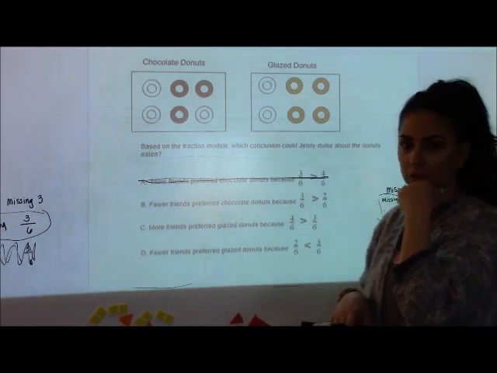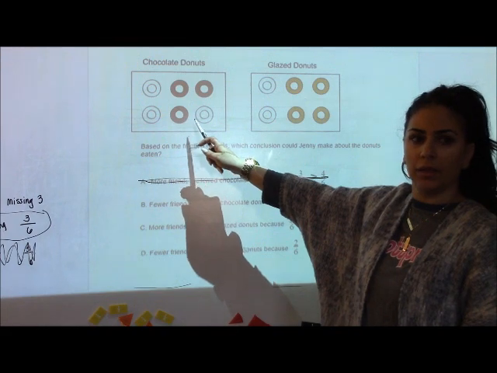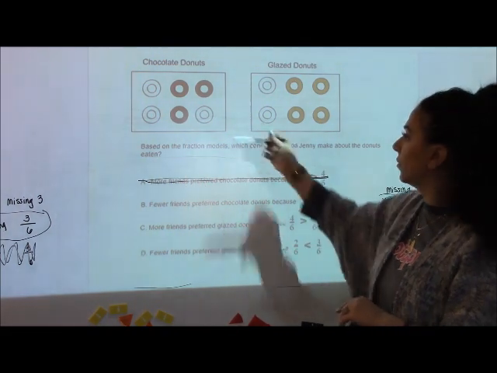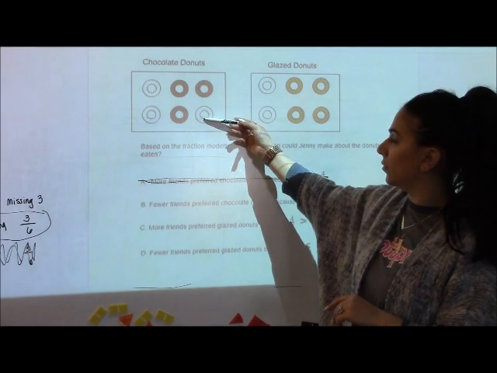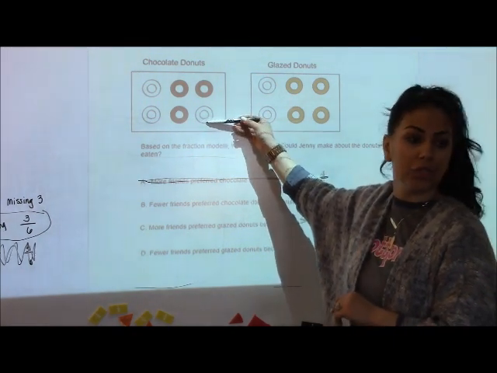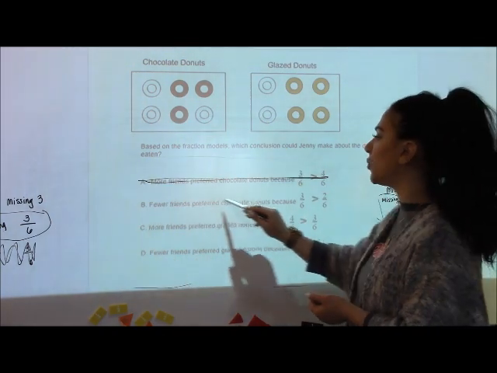Joelle, what do you think? More friends ate chocolate donuts. Why? Can you explain? They both have 6, but one ate 3 and one ate 2. Exactly. They ate more chocolate, right? Okay, so then fewer friends prefer chocolate.